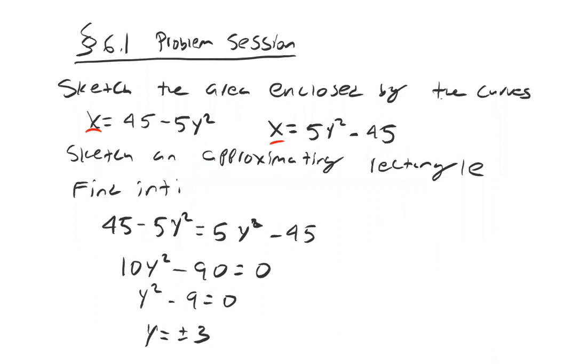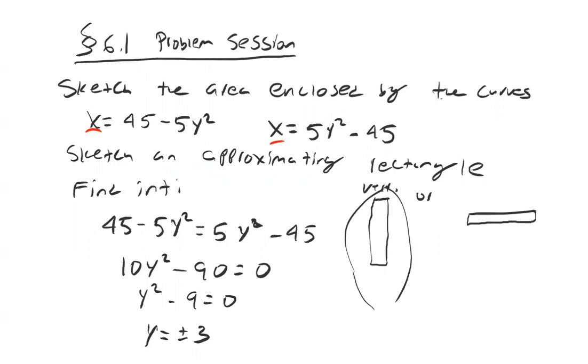Now when it comes to the question of what kind of rectangles we want to use, what that's asking is, do we want to use vertical rectangles or horizontal rectangles? The way I imagine this, and it has always helped me, vertical rectangles are for when I have some region and I want to use rectangles to approximate it, and I want to integrate along the x-axis. I imagine these rectangles filling out this space, and they have to move along the x-axis to do that.